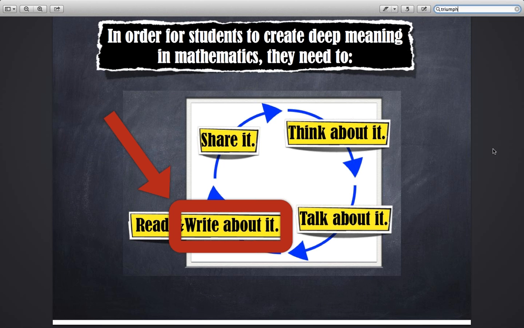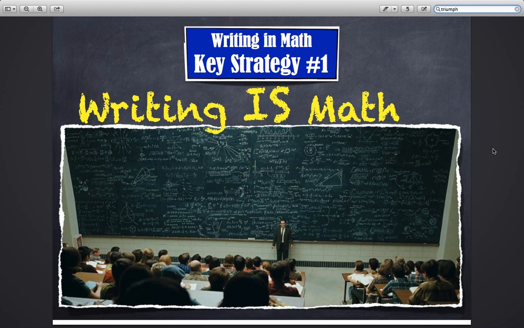How do you get students writing about math, and how do you get them to do it in a way that's real and relevant to the academic content that we're teaching, but also in a way that's fun and engaging for them? The first key strategy that I'm excited to share with you today is that writing is math. We cannot separate the two.